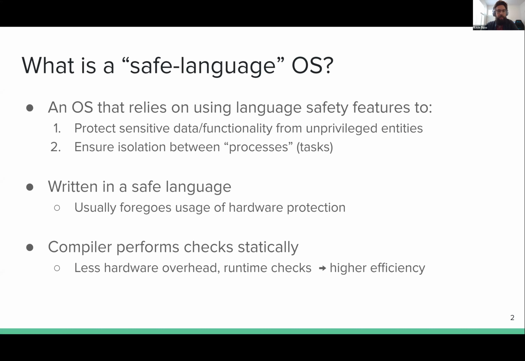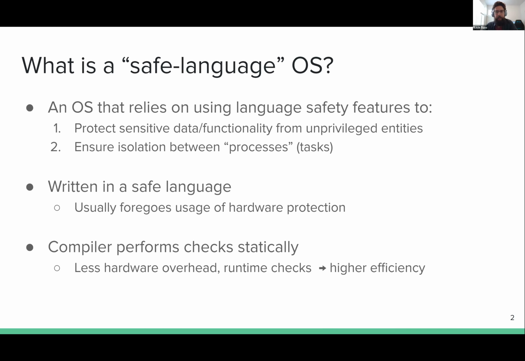So first off, what is a safe language OS? Right, so that's a system that relies on using language safety features to protect sensitive data or sensitive functionality from unprivileged entities like user applications, and also to ensure isolation between tasks or processes, depending on what you call them. They're almost always written in a safe language. They kind of need to be. And as such, they can forego the usage of hardware protection, like privilege levels.